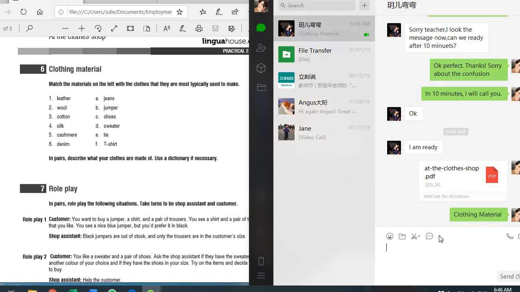The leather. I think the leather will choose the shoes. Okay, perfect. So leather shoes, perfect. Can you think of any other objects that are made of leather? What other objects are made of leather?